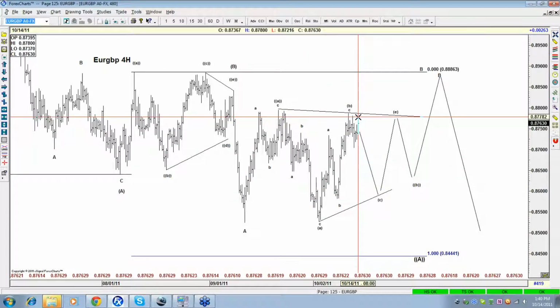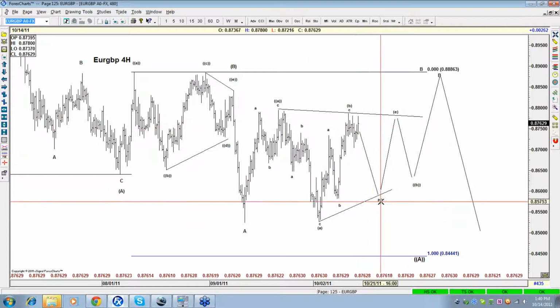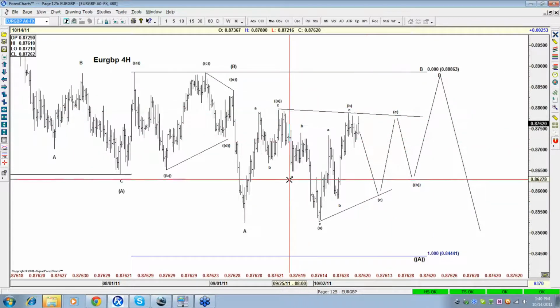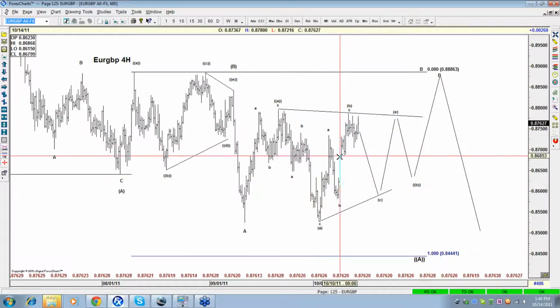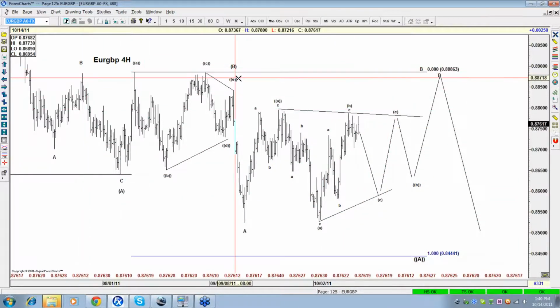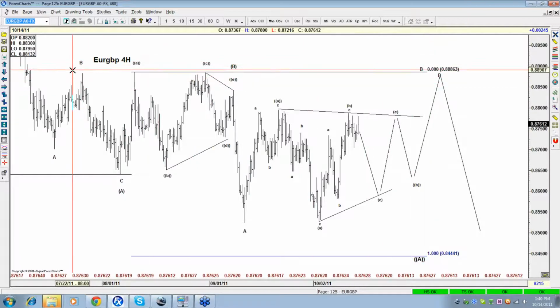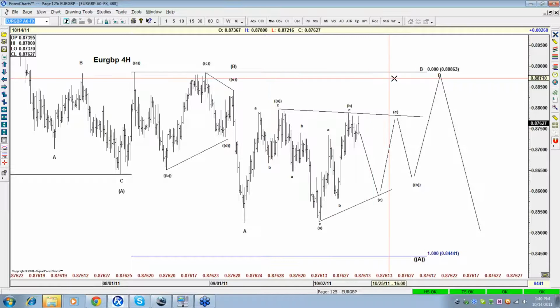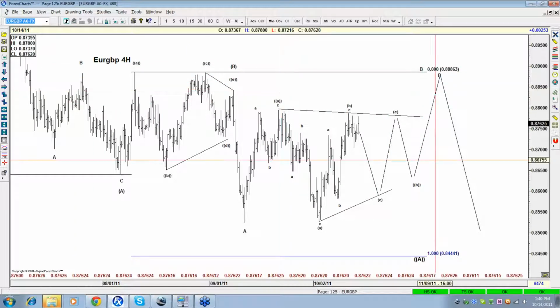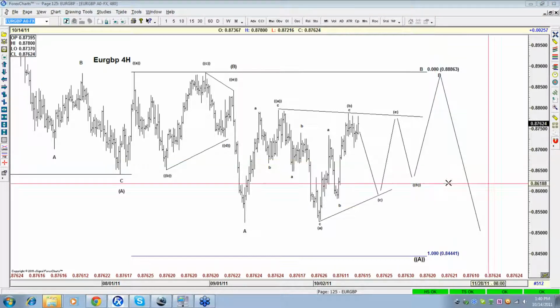Now you're expecting risk aversion. You can do the C, the E, something like this. But eventually, I believe this pair is looking for the area that we mentioned before, right here. This is going to be hard to break to the upside. Very hard to break right here, in my opinion.